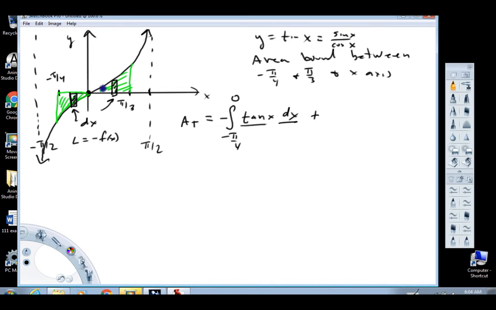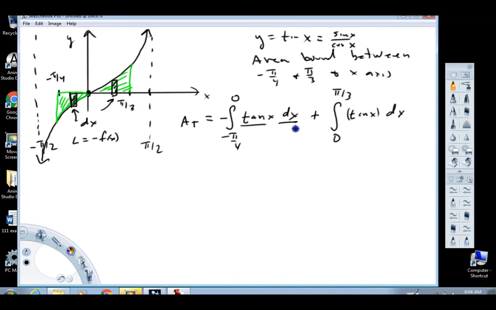Now we're just going to add to that a second integral from 0 to pi over 3. The length of this rectangle is the function value, tan x. We don't need a minus sign because the tangent is positive in this region, times the width, dx. So the first important part of this problem is recognizing that we need two integrals here if we want to get that total bound area. And recognizing I need a minus sign here to make this length positive so that I get a positive area when I take this product.